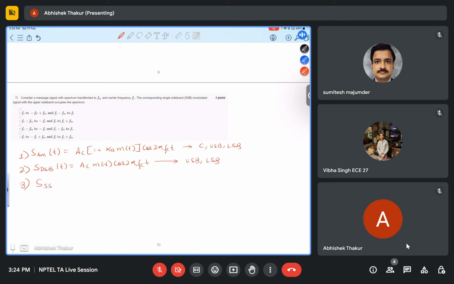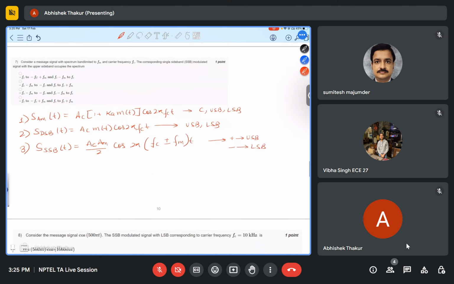Now SSB signal. So this is given as Ac Am by 2 cos of 2 pi (fc plus minus fm) t, because this will be either USB or either LSB. So if plus sign is there, then only USB component is present. If minus sign is there, then only LSB component is present. Okay.